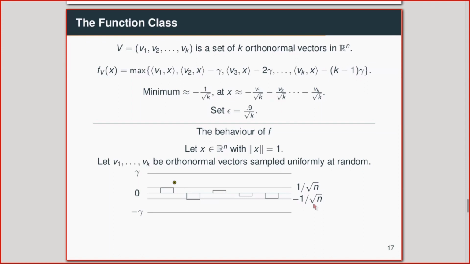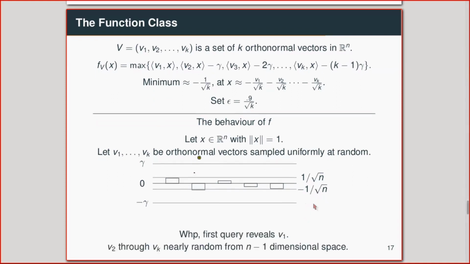The idea behind the lower bound is actually pretty simple. v1 inner product x, I'm going to claim, is with high probability going to be the maximum. That's because all of these values are between 1 by root n and minus 1 by root n, and every subsequent value takes a hit of at least gamma. So v1 inner product x, we can just think of as approximately 0. v2 inner product x minus gamma is approximately minus gamma, this is approximately minus 2 gamma, and so on. So the output from this is going to be v1 inner product x, and the subgradient that we get would just be v1.